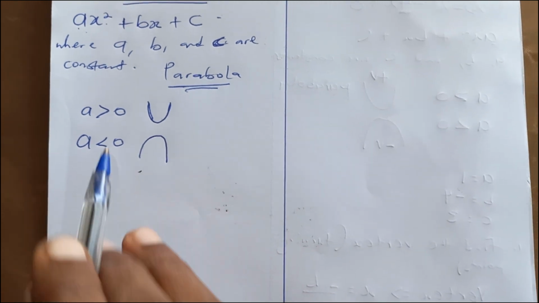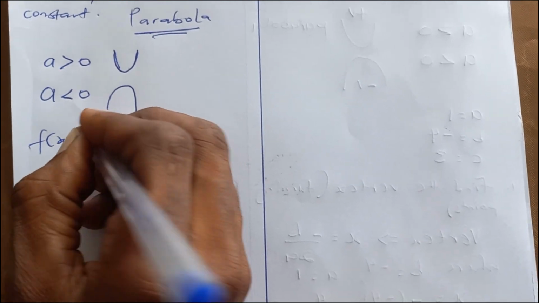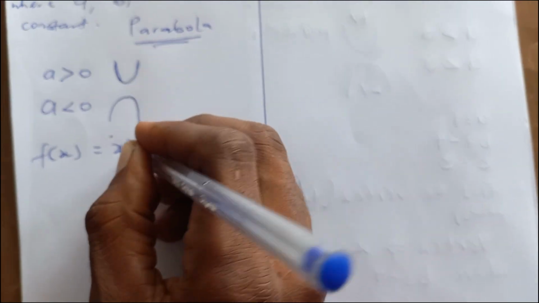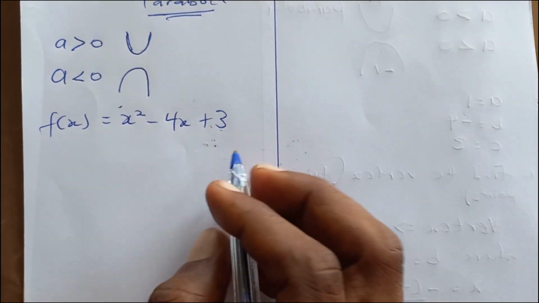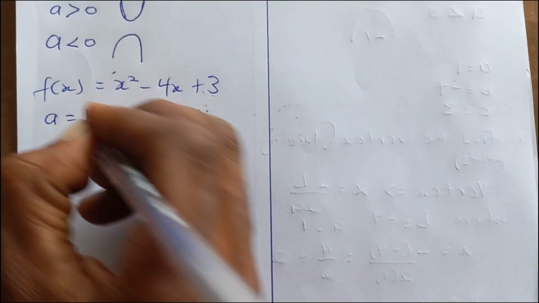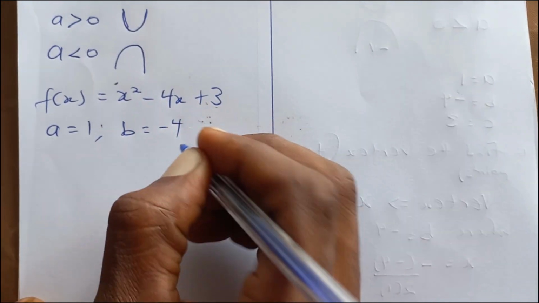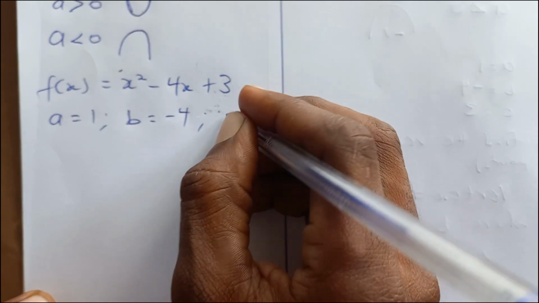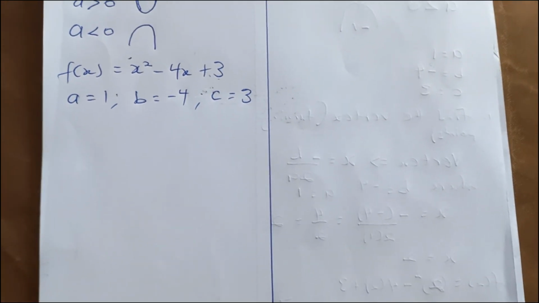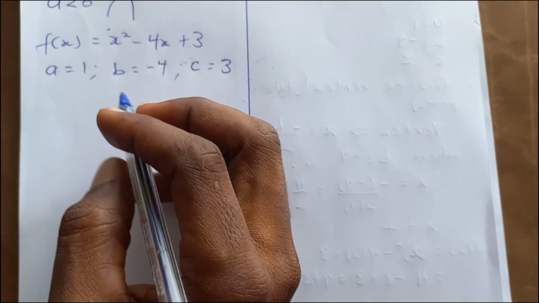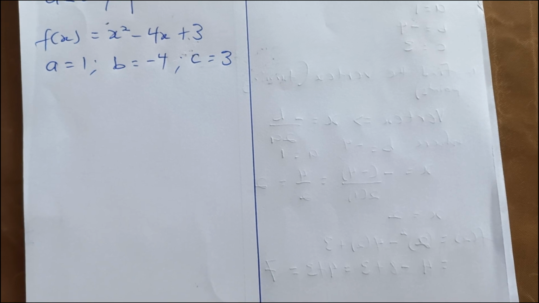Good. So now let's tackle our problem, which is f of x is equal to x squared minus 4x plus 3. Now in this question we can see that our a is equal to 1, our b is equal to -4, and our c is 3. Good. So we have identified the constants for this problem. Now we are going to focus on how to plot this function.